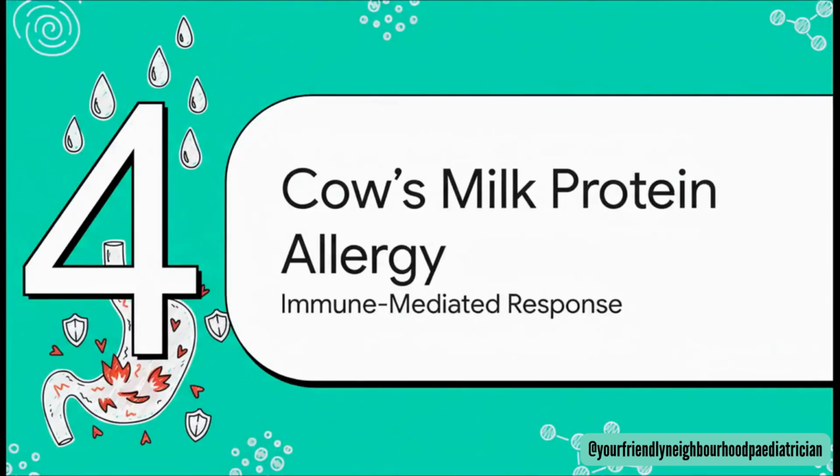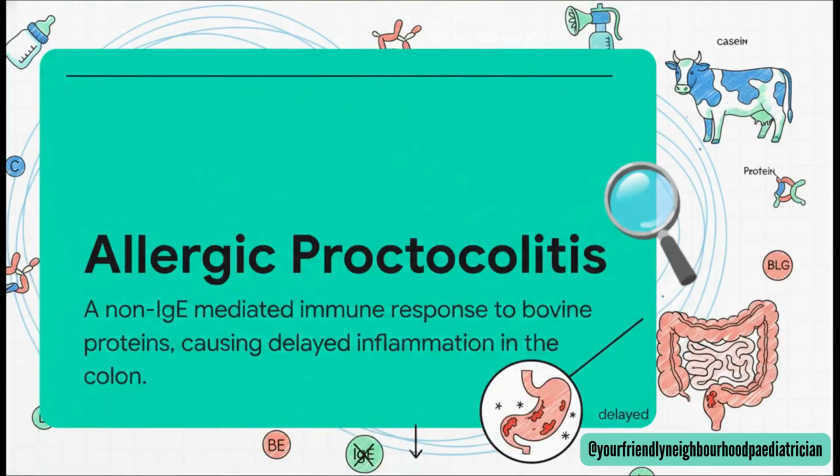The next condition to differentiate is cow's milk protein allergy, or CMPA. Now, here the underlying mechanism shifts. We're moving away from carbohydrate digestion and into an immune-mediated inflammatory response. The most common way this presents in exclusively breastfed infants is something called allergic proctocolitis. This is a delayed, non-IgE-mediated immune response. What happens is trace bovine proteins from the maternal diet, like casein and beta-lactoglobulin, pass into the breast milk and cause localized inflammation in the infant's distal colon.